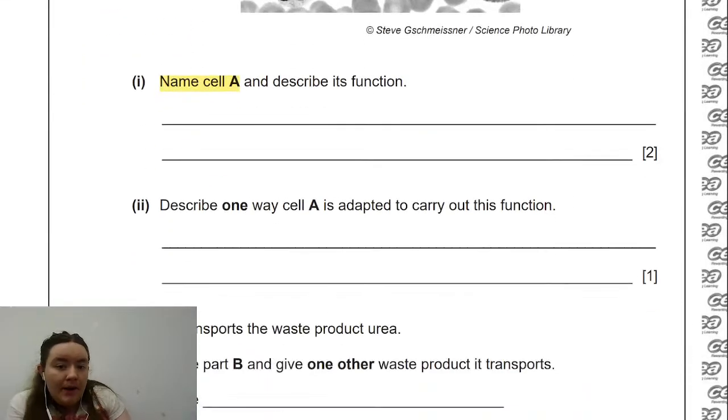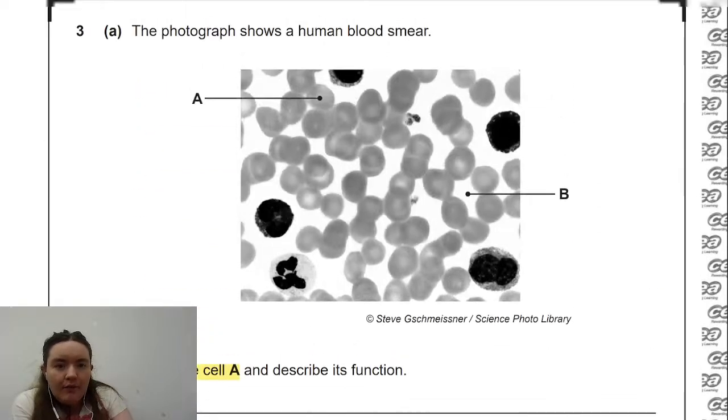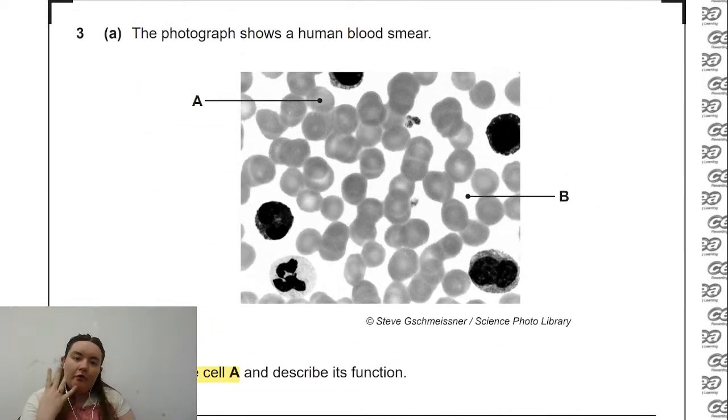So name Part B and give one other waste product it transports. Part B is plasma. So we've got four main components of human blood. We have platelets, we have plasma, we have red blood cells, and we have white blood cells.